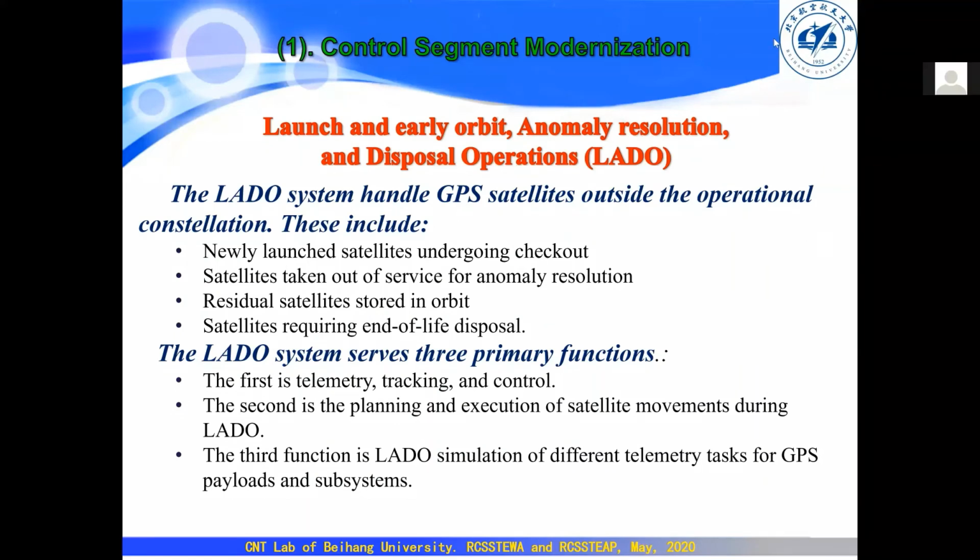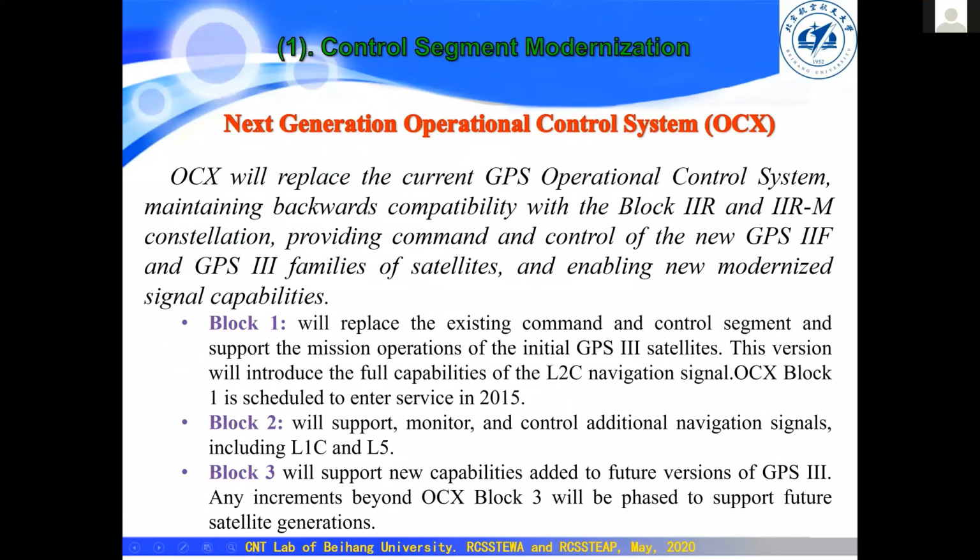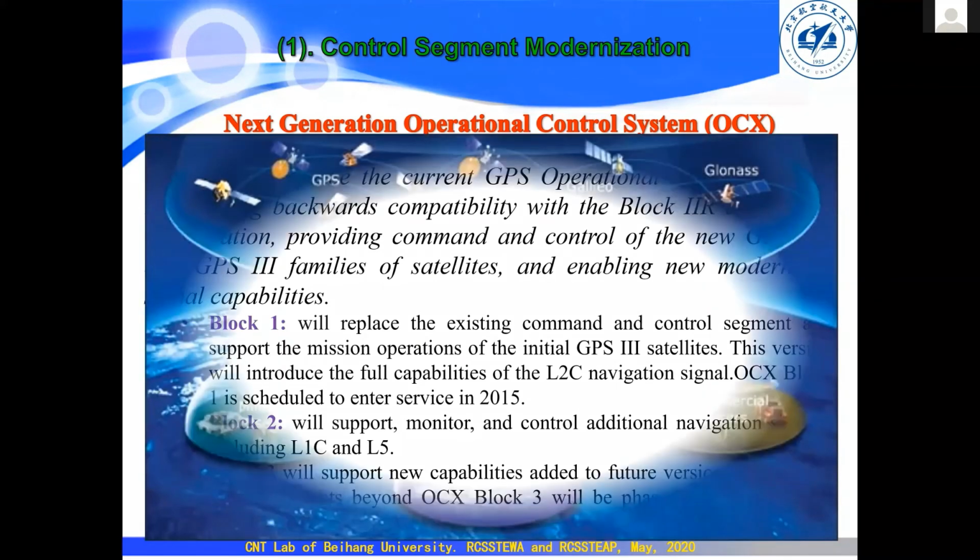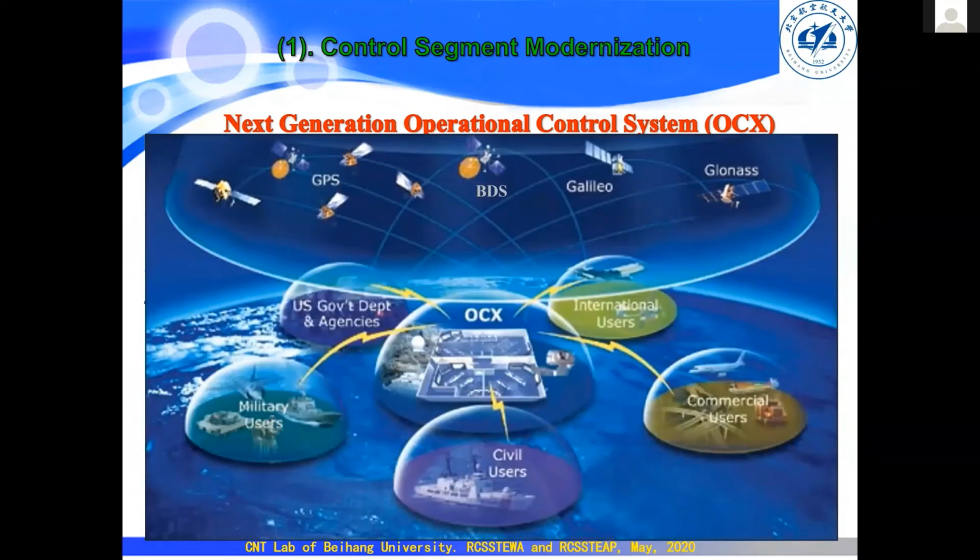So when the GPS is out of their monitor station, it is still possible for the system to monitor the satellites. And also they are still upgrading the next generation operational control systems to replace the X-command segment, and also to support the new infrastructure and the new GPS 3 satellite. So this is the next generation pictures.